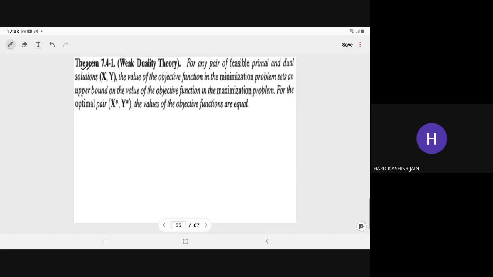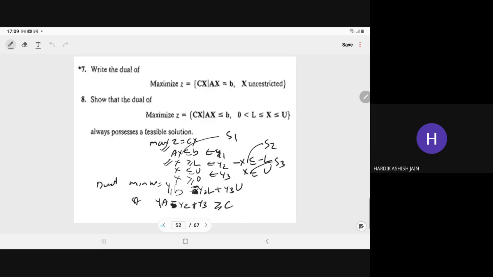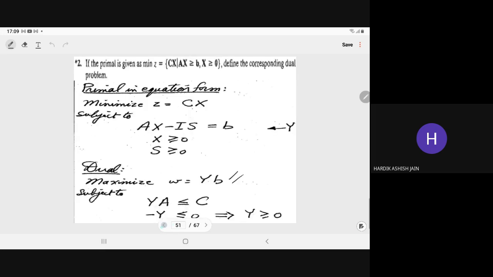For any pair of feasible primal and dual solutions x, y, the value of the objective function in the minimization problem sets an upper bound on the value of the objective function in the maximization problem. For the optimal pair x star, y star, the values of the objective function are equal. So we have seen this in the very first example we have done here.